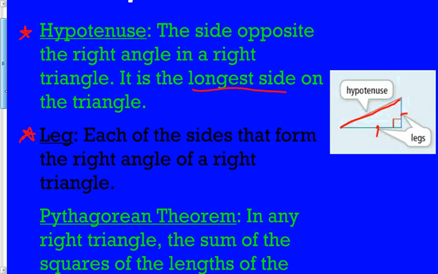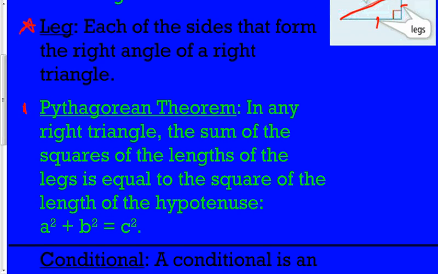All right, the Pythagorean theorem: in any right triangle, this is what it says. We'll review this in a second. But in any right triangle, the sum of the squares of the lengths of the legs is equal to the square of the length of the hypotenuse. In other words, a squared plus b squared equals c squared, when a and b are the legs and c is the hypotenuse. So that's what we're going to be working with a lot today.